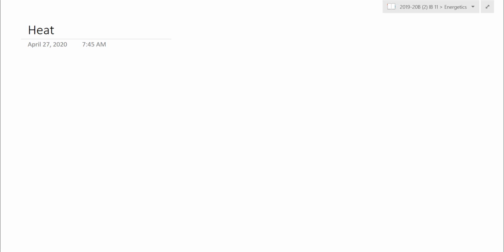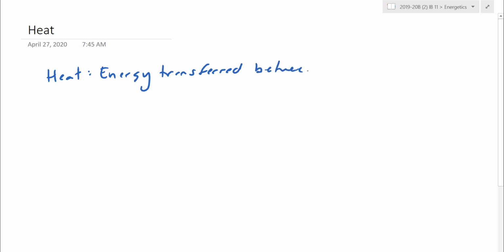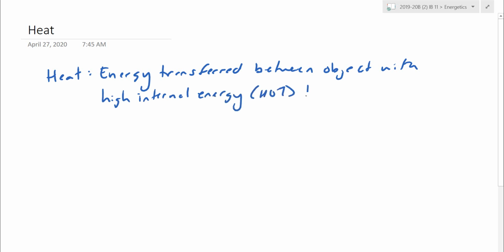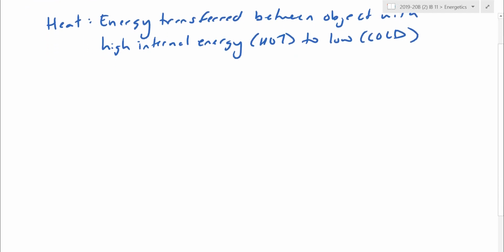So let's start off here with heat. Let me actually start off with the definition here. Heat, by definition, is energy transferred between an object with high internal energy, that can more easily be said as a hot object, to something that has low internal energy, which is traditionally cold. So heat is implying it is a transfer.